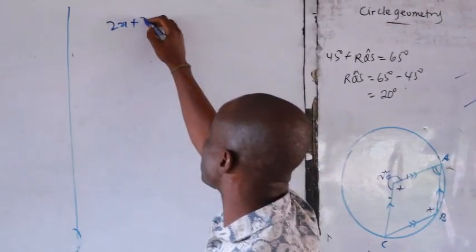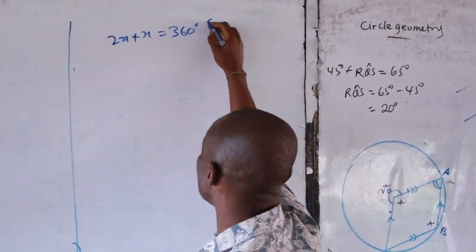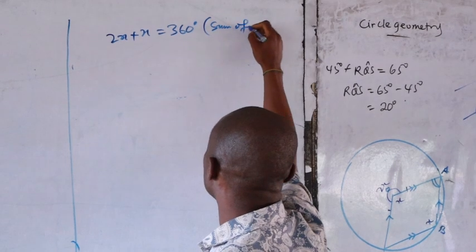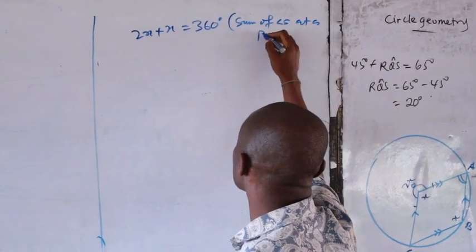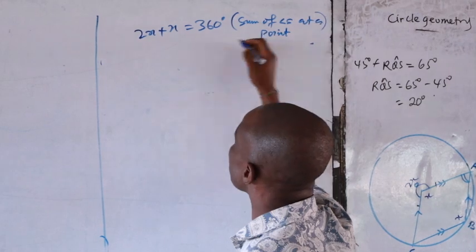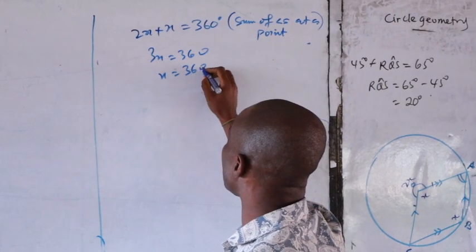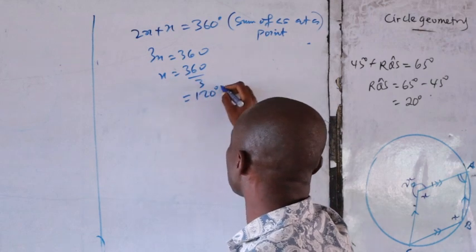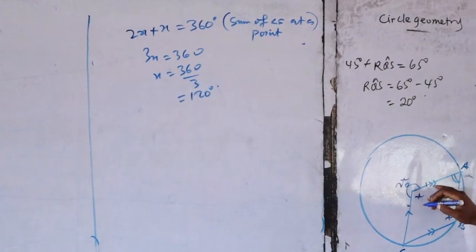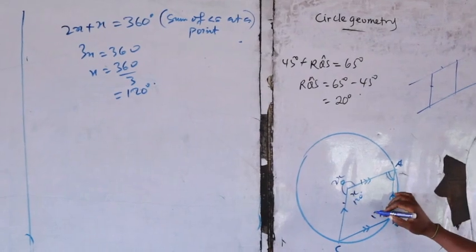So we now have 2x plus x equals 360. Sum of angles at a point. So 3x equals 360. x equals 360 over 3, and that's 120. So if x is 120, 120, 120.